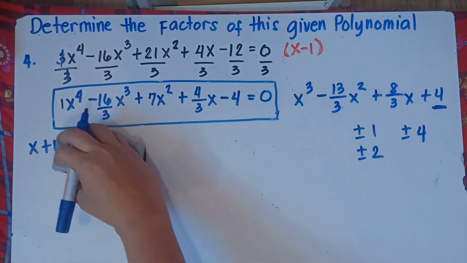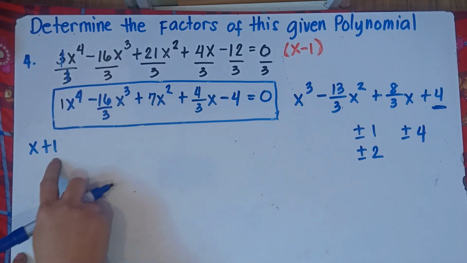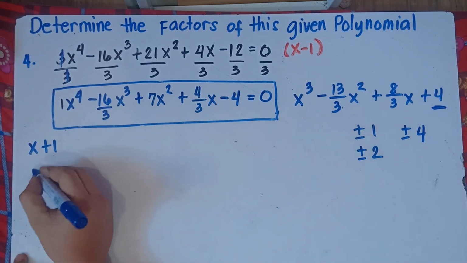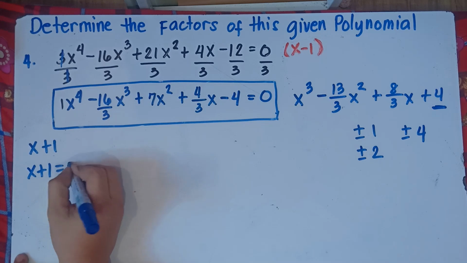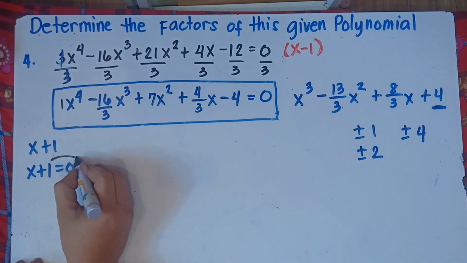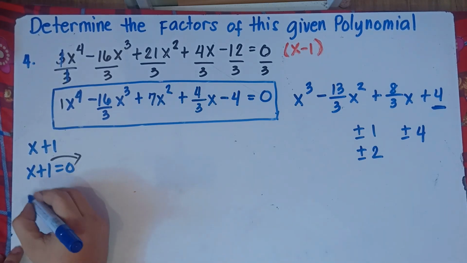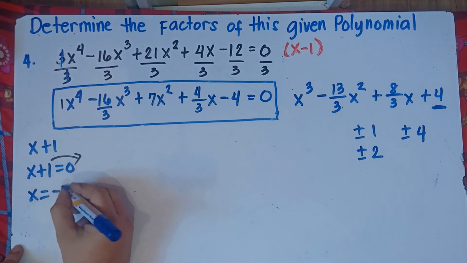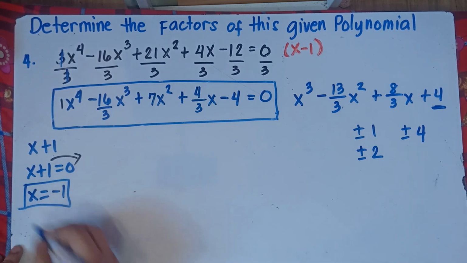Or x plus 1. Let's use x plus 1 if x plus 1 is a factor of this given polynomial. So equate this to 0. X plus 1 equals 0. Transpose 1 from left to right. So this will be x equals negative 1, since this is positive. So let's use negative 1.